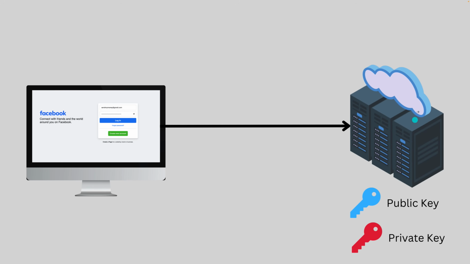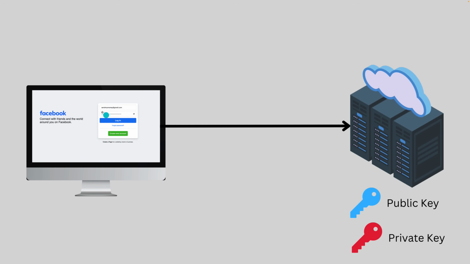data to. Now this server is going to have a public and a private key. The public key, as you might imagine, is public. It is accessible to anybody in the world. However, the private key is only accessible to the server. So only the server itself knows what the private key is.